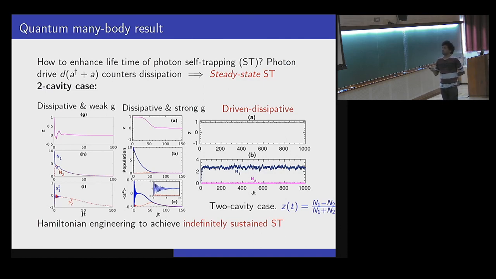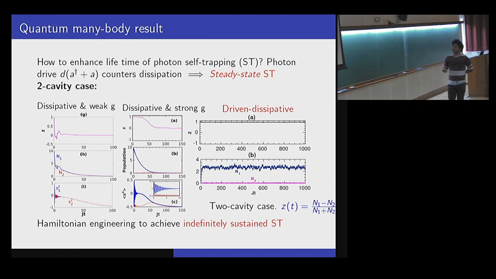Next we increase the light-matter coupling and we see a small plateau here. This is basically the signature of photon trapping, or photon self-trapping, in the first cavity. But because of dissipative effects, it decays to 0. So here the photon localization remains as a transient effect only.